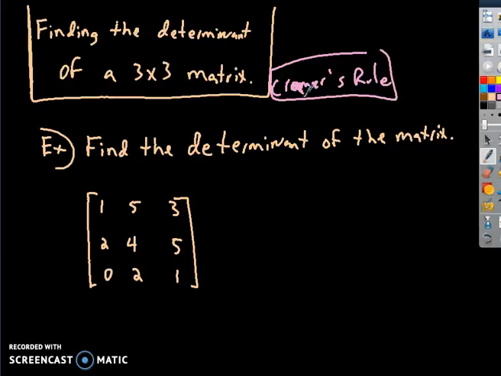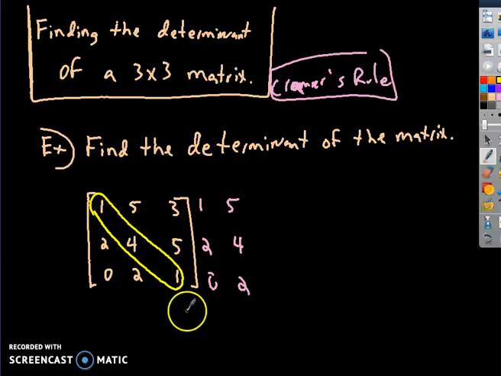Cramer's Rule says this. If you have a 3 by 3 matrix, and it only works for 3 by 3s, you take the first 2 columns and put them outside the matrix: 1, 2, 0, 5, 4, and 2. Then you multiply the diagonals, starting here. Going straight down the diagonal, 1 times 4 times 1, that's 4. Then you multiply the next diagonal.